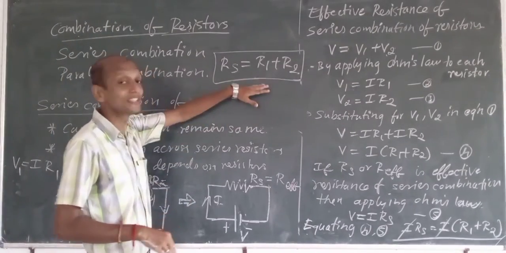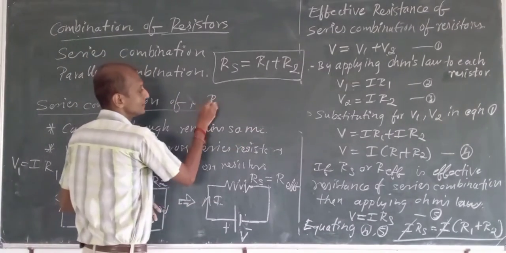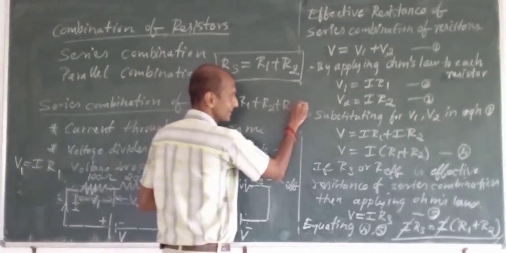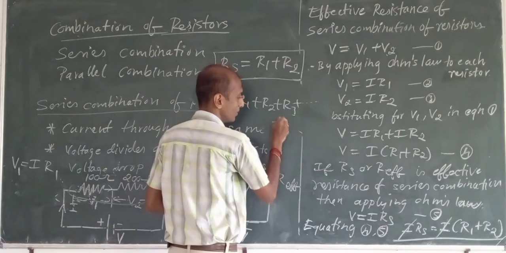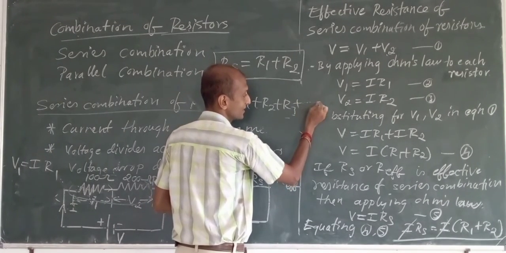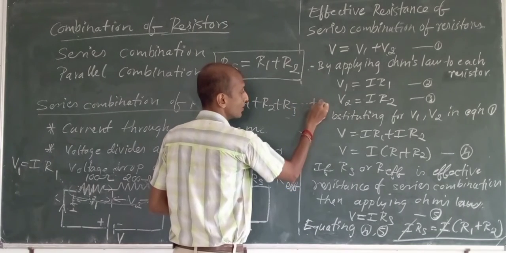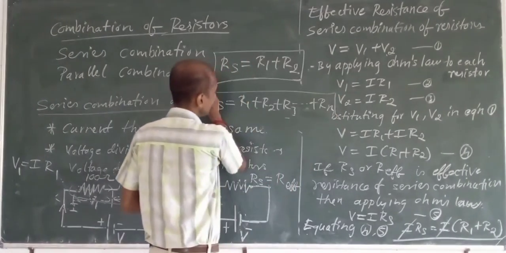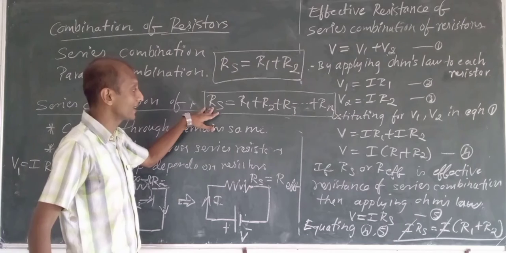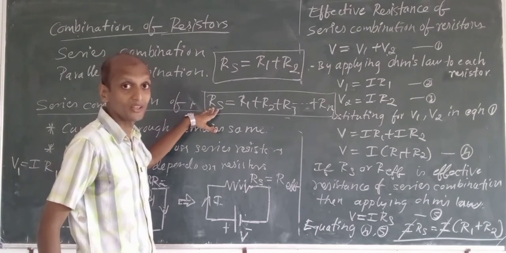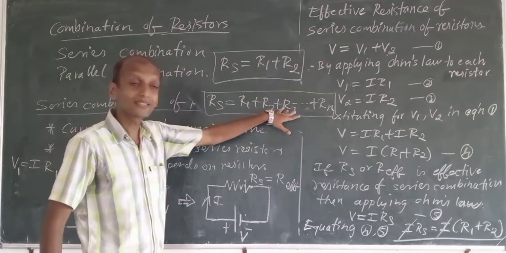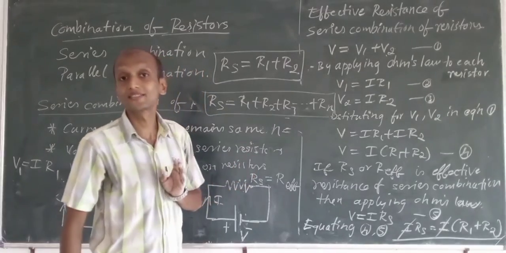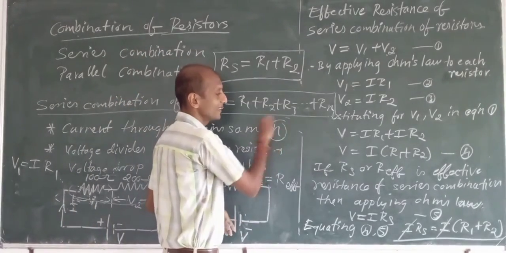Now in general, I can write the equation Rs will be equal to R1 plus R2 plus R3 and so on, up to Rn. This is how I can write the final equation of the series combination of resistances. Rs, the series resistance or effective resistance, which I can also name R effective, will be equal to R1 plus R2 plus R3 and so on, up to Rn, where n is the number of resistors.